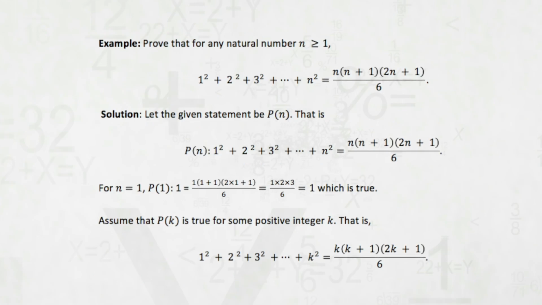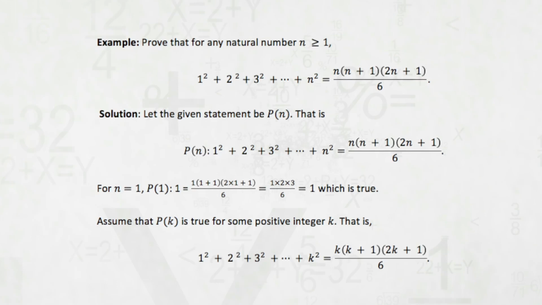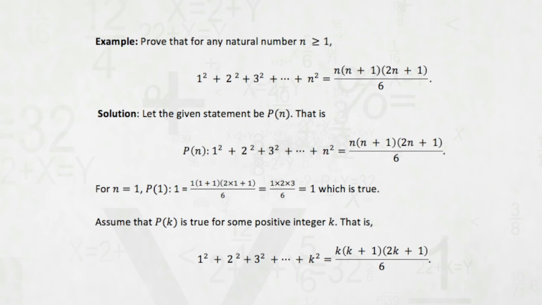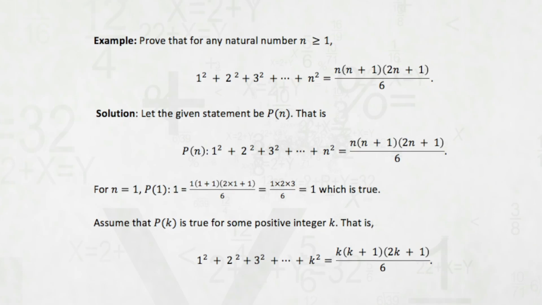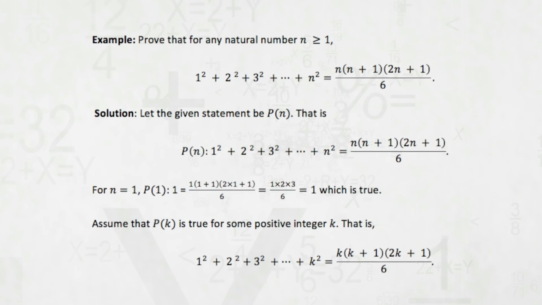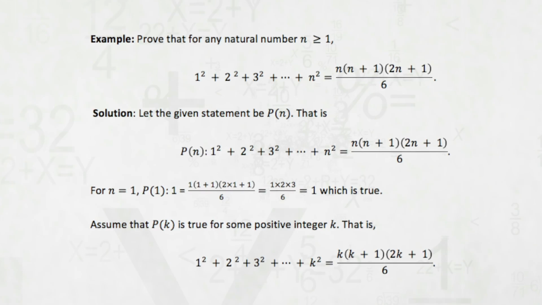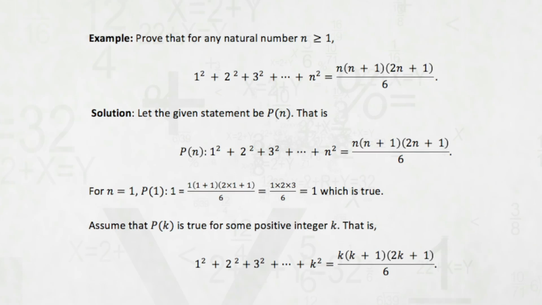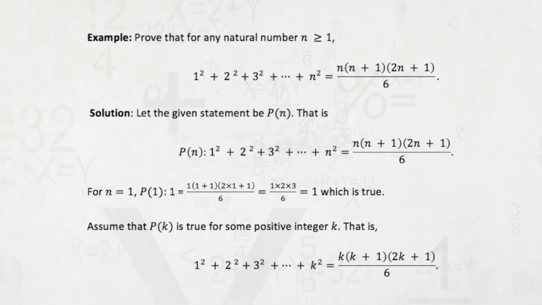Next, we shall see another example. We have to prove here, for any natural number n greater than or equal to 1, that 1² + 2² + 3² + etc. + n² is equal to n(n + 1)(2n + 1) divided by 6. So here also we are going to take P(n) to be 1² + 2² + etc. + n² = n(n + 1)(2n + 1)/6, and we are going to prove this using mathematical induction.